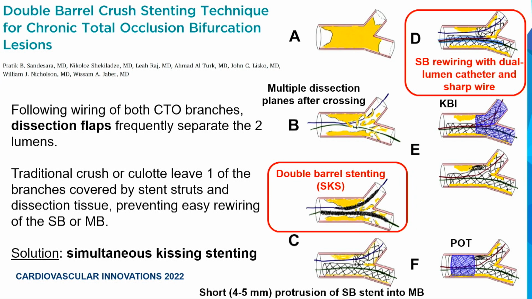On the same line, the EMMER group led by Wissam Jaber brings up the concept of double barrel crush technique for bifurcation PCI in CTO. If we have dissection flaps due to aggressive techniques in challenging CTOs, traditional two-stent techniques such as crush or culotte will leave one of the branches covered by stent struts and dissection tissue.